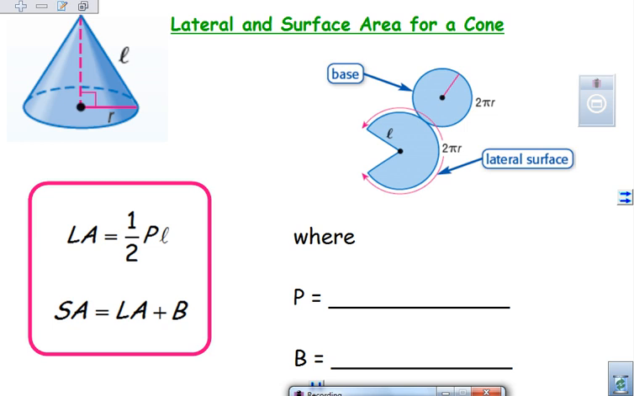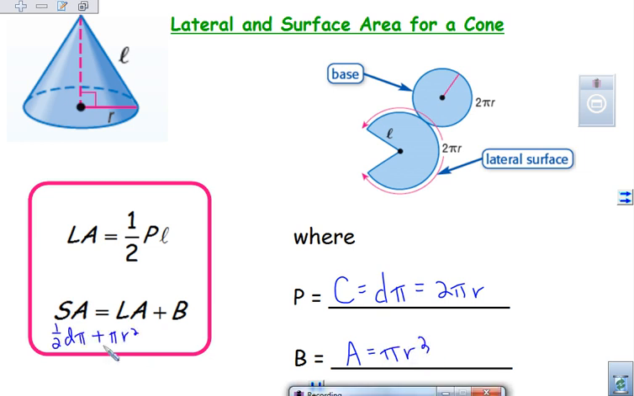So lateral area and surface area of a cone. Here's the formula. Lateral area is still 1/2 perimeter times slant height, except now our base is a circle. So we have to remember that perimeter is the same thing as circumference. Circumference is either diameter times pi or 2 pi r, where 2r is the same thing as a diameter. For surface area, that's going to be the lateral area plus the base. And area of the base is going to be area of the circle, which is pi r squared.